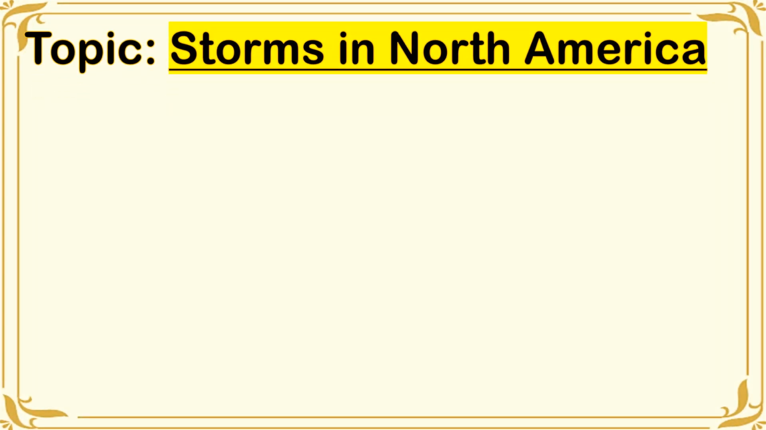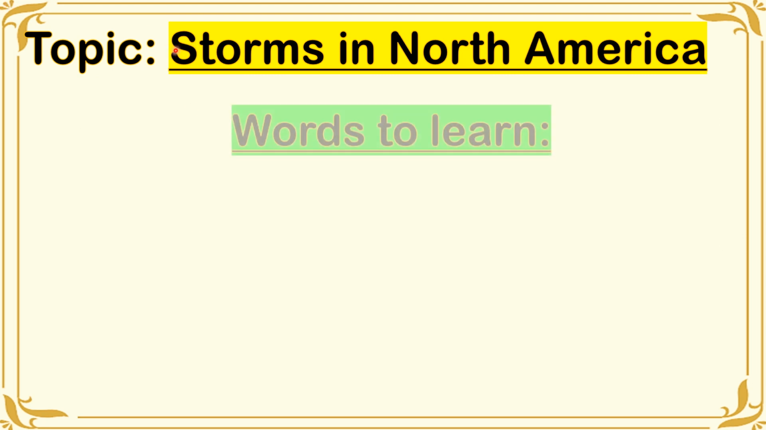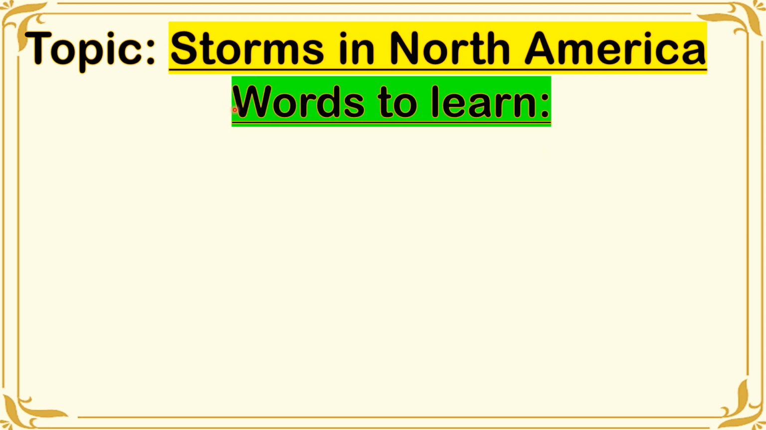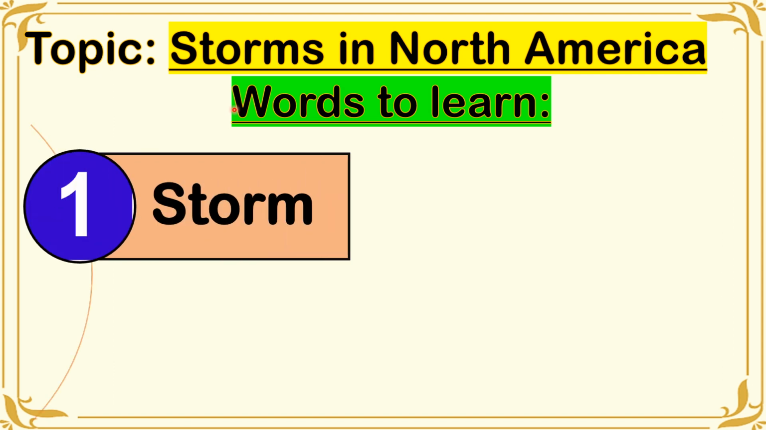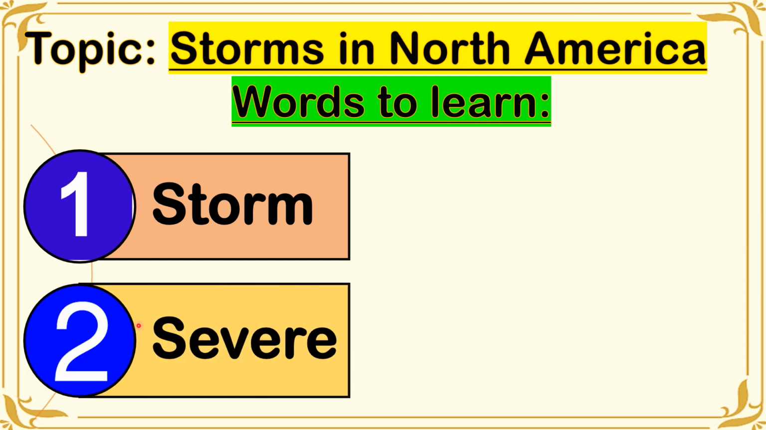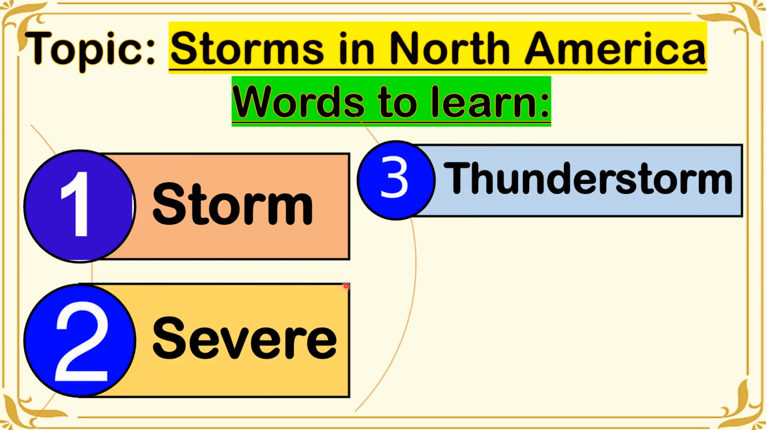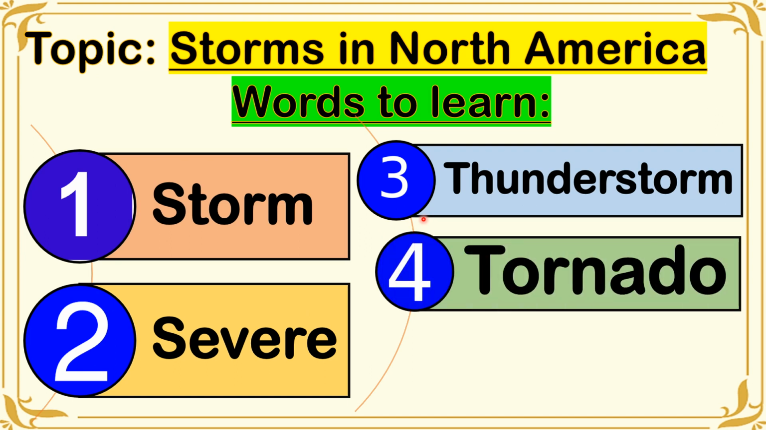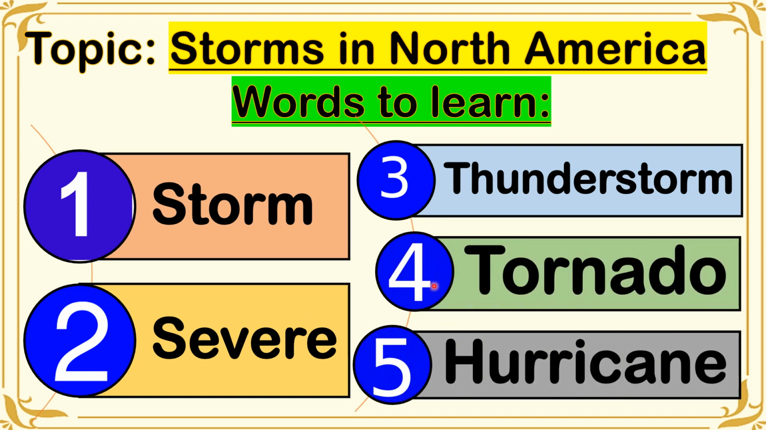Now class, our topic for today is about the storms in North America. And these are the words to learn or vocabulary words. Please repeat after me so you can still practice your reading skills and your speaking skills even if you are just at home. Are you ready now? Let's start reading. Number 1, storm. Number 2, severe. Number 3, thunderstorm. Number 4, tornado. And number 5, hurricane.